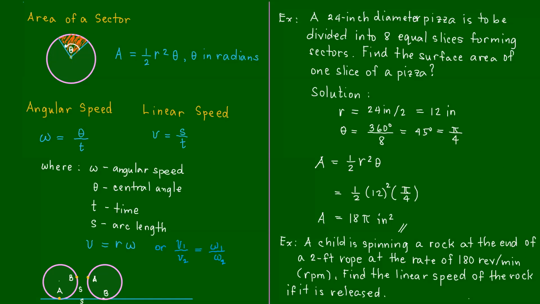180 revolutions per minute. So that is 180 complete rotations, meaning 180 times 360 degrees. Find the linear speed of the rock, how fast the rock travels along the circular path. Given the change in the angle, 180 revolutions per minute, what is the linear speed of the rock in feet per minute? Because we're given the unit in feet.